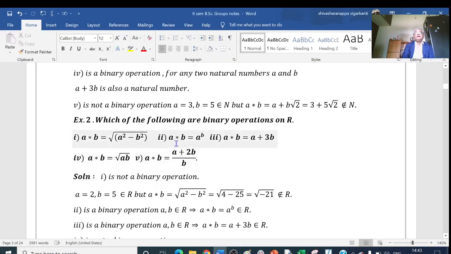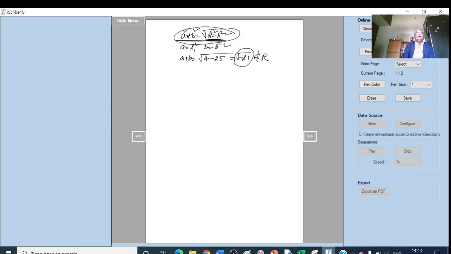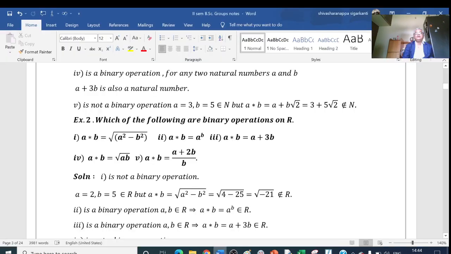Next one, second one: A star B is A to the power of B. A star B equal to A to the power of B. See here, A is a real number, B is a real number, and a real number to the power of some real number definitely becomes a real number. Therefore this belongs to R, and hence this is a binary operation.